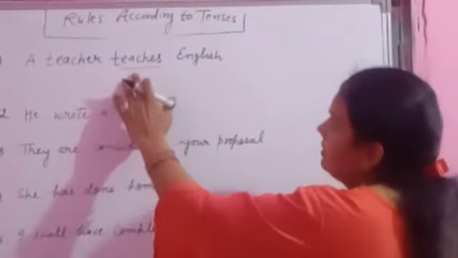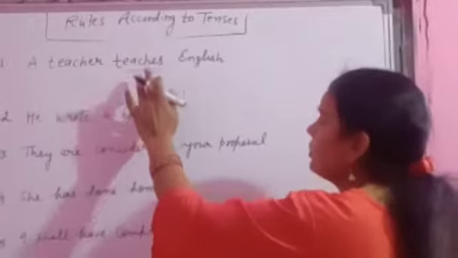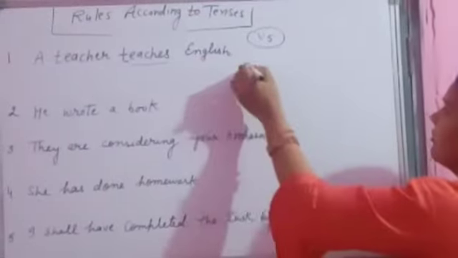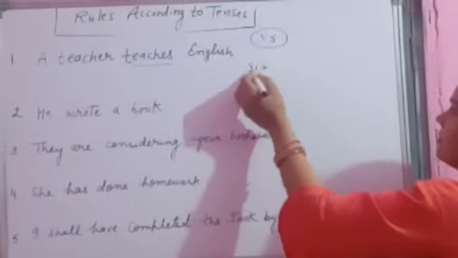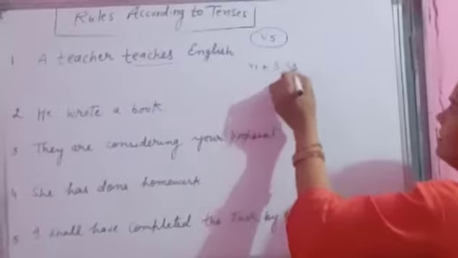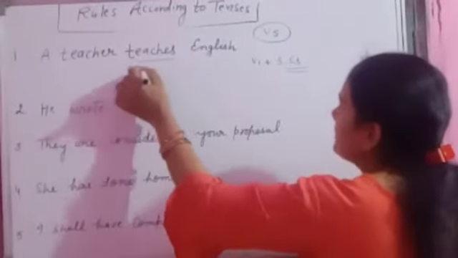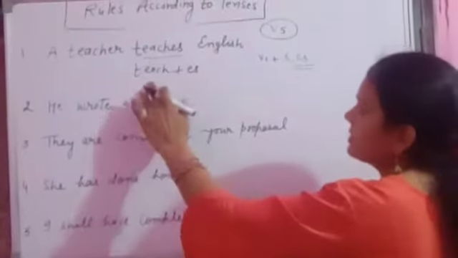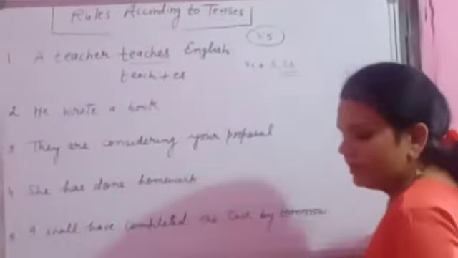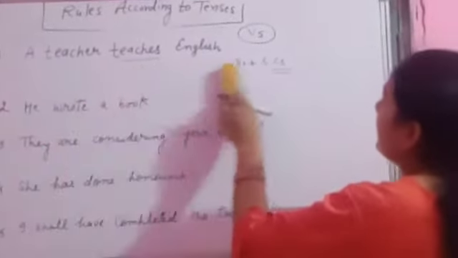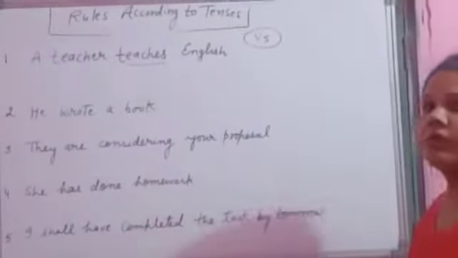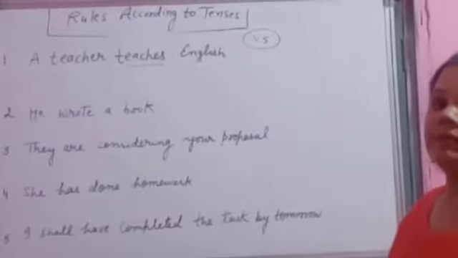Clear? Now you can see here teaches, and I told you wherever you find the fifth form of the verb, that means when you find V1 and after that S and ES. Now if you break this word, teach and after that teaches, it means that the sentence is in present indefinite tense, and the helping verb of present indefinite tense while changing the sentence from active to passive will be is, am, are.